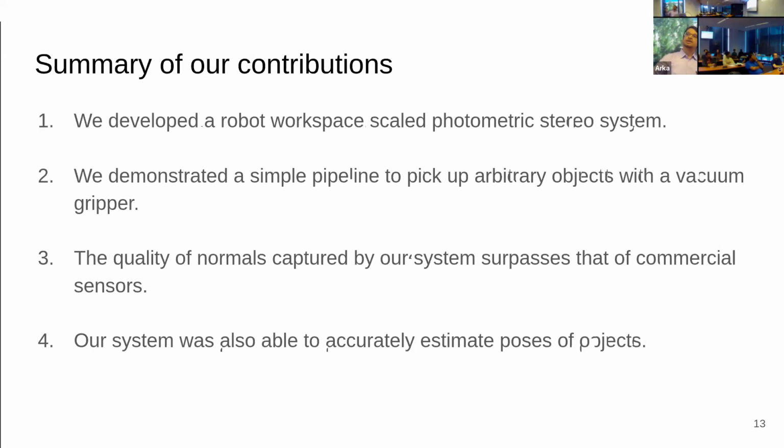Okay. So, summary of contributions: we developed a robot workspace scale photometric stereo system. We demonstrated a simple pipeline to pick up arbitrary objects with a vacuum gripper. The quality of normals captured by our system surpasses that of commercial sensors. And we also were able to accurately estimate poses of objects and estimate bending deformation. The numerical results for the last 2 claims are not in this talk, but I'm happy to point to parts of my thesis where we discuss these.